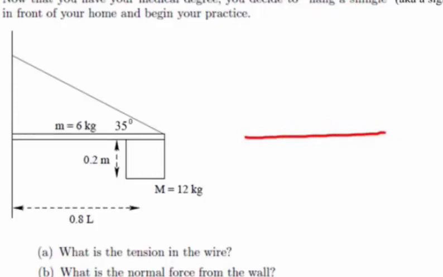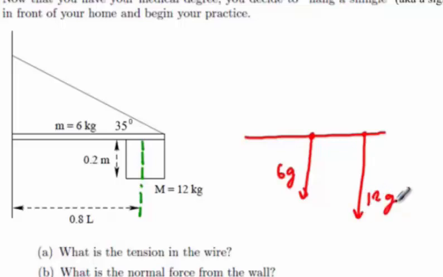The first force we identify acting on the flagpole is gravity. Gravity acts at the midpoint of the flagpole and is of an amount m times g. The next thing we notice is the sign itself. This sign is located 80% of the way from the left to the right of the flagpole, and we will place its force vector at that location, and this force vector is of course of an amount m of 12 kilograms times g.